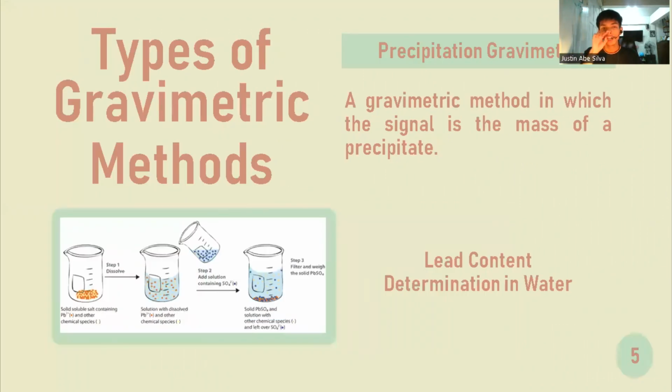For the types of gravimetric methods, we have our precipitation method. This is where the signal is the mass of the precipitate. A good example of this is determination of lead content in water. This usually follows the solubility rules in which lead ions can be precipitated with the help of sulfates. Here, the lead sulfate precipitate is weighed after the chemical reaction to determine how much lead ions were in our water sample. Of course, with the help of stoichiometry.